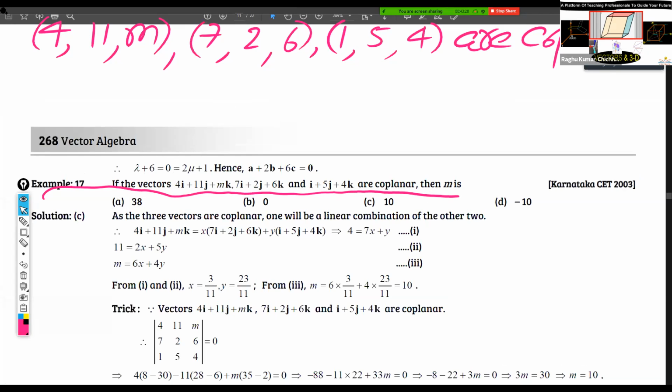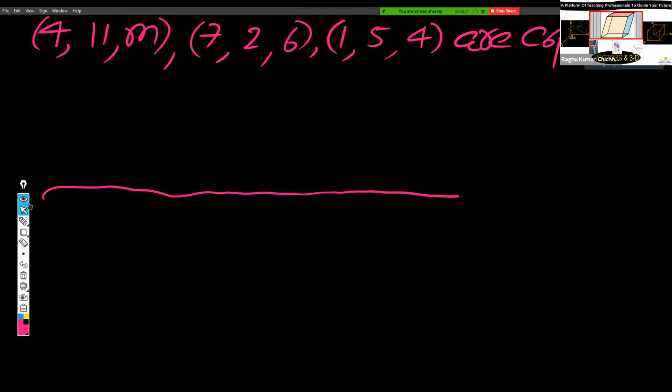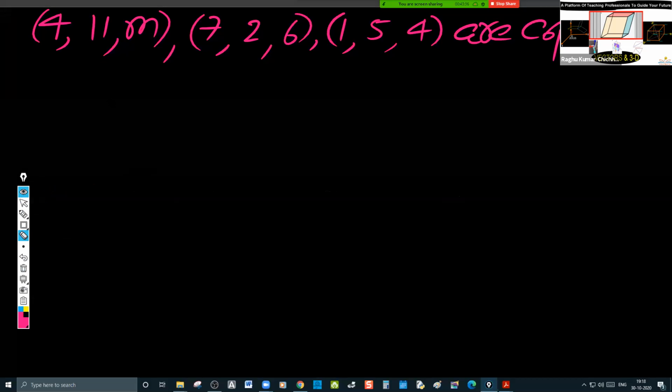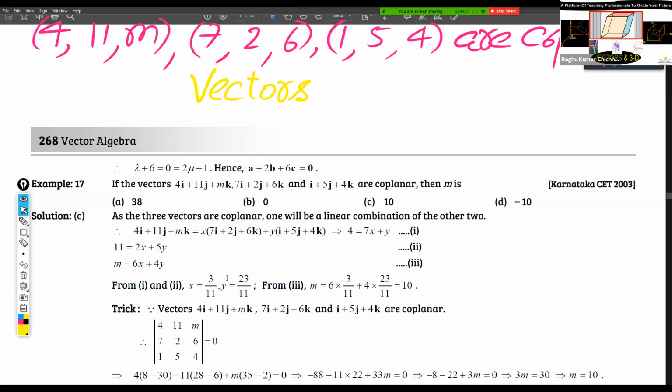If the vectors are coplanar, then find m. Coplanarity exists only when there exists a linear relation between them. Because these are given to be vectors only, don't forget, these are not points here. When these are vectors, straight away find out the determinant. We are following the easy methods only. Even if you write the linear combination and solve it, it gives you the same value.